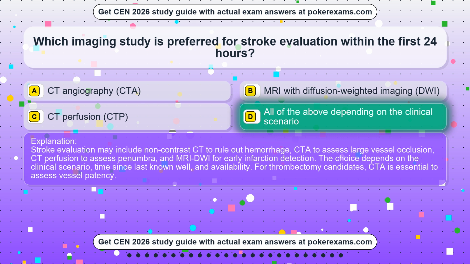Stroke evaluation may include non-contrast CT to rule out hemorrhage, CTA to assess large vessel occlusion, CT perfusion to assess penumbra, and MRI DWI for early infarction detection. The choice depends on the clinical scenario, time since last known well, and availability. For thrombectomy candidates, CTA is essential to assess vessel patency.